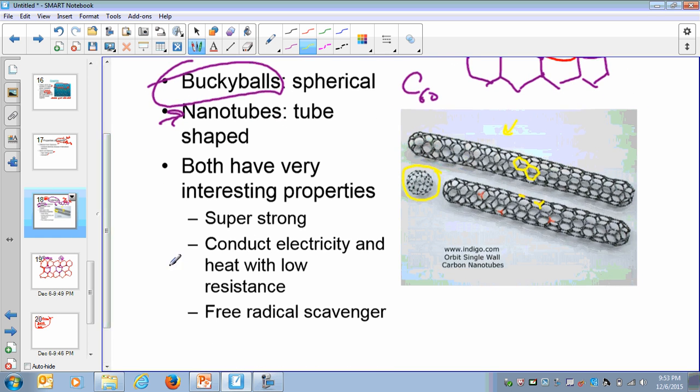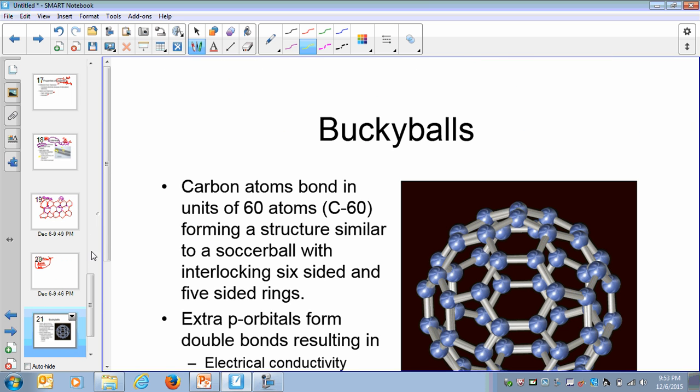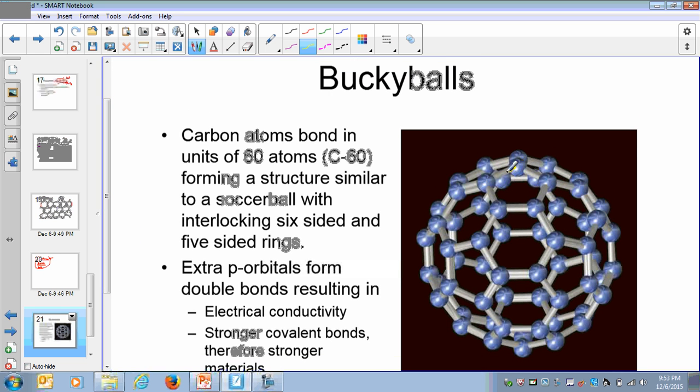They're super strong. They conduct electricity, they're very good conductors, and they have a lot of industrial uses. So again, another form of buckyballs or fullerenes. Again, you see, this is a pentagon, and you see that the pentagon is bonded to a hexagon. So if I take these hexagons and take this whole long sheet and turn this into a ball.